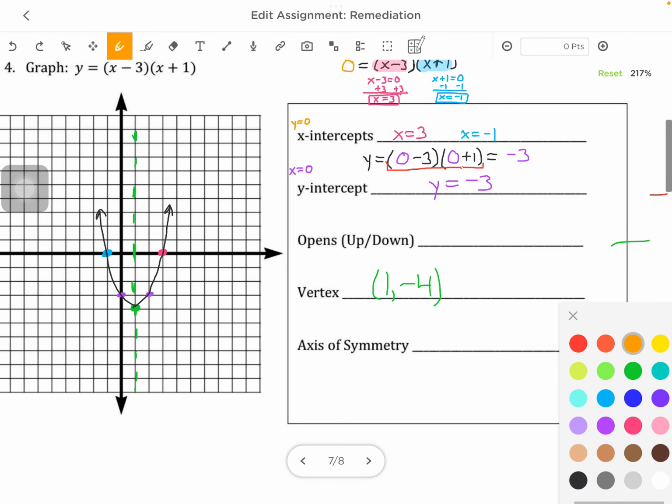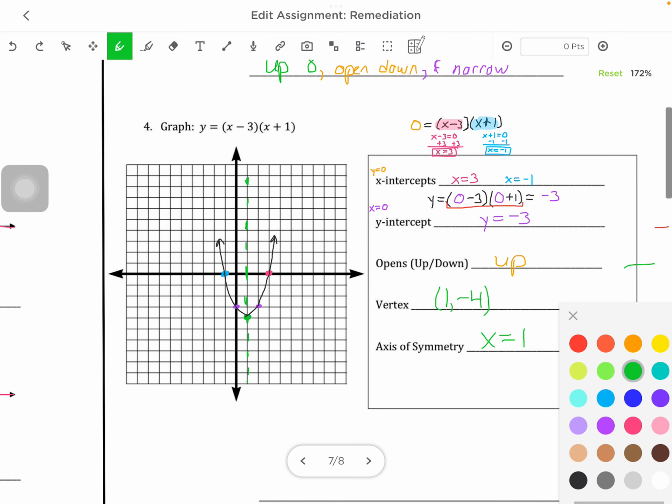The direction this parabola opens, I can see that it opens up from looking at it. And then the axis of symmetry, I can get from looking at the vertex. It's always going to be x equals, and it's always the x coordinate of the vertex. Or you can look at this dashed line to see where the location of that axis of symmetry is going to be. All right, so that concludes our notes.